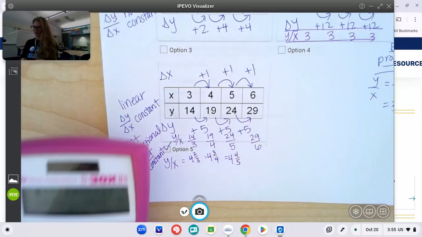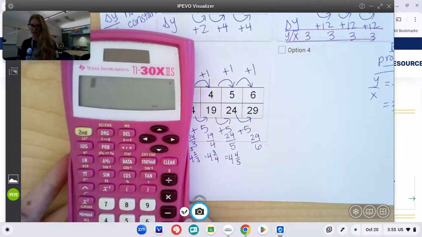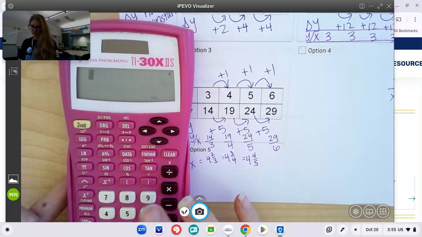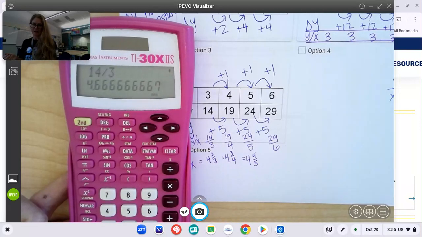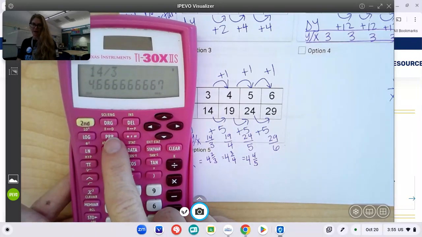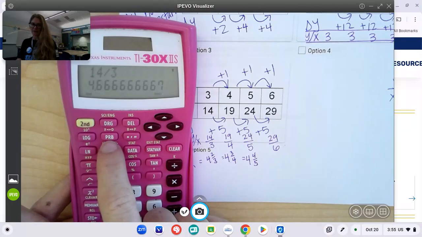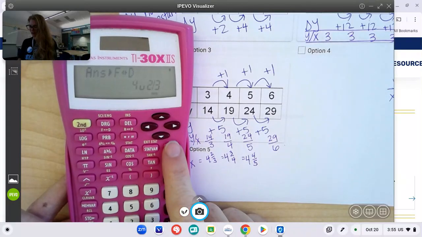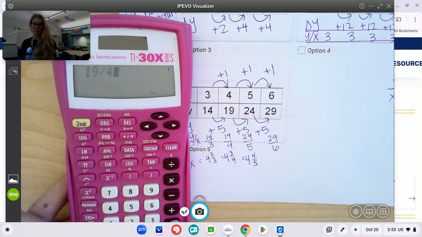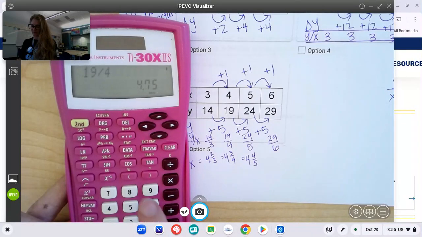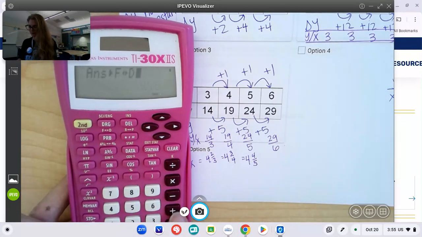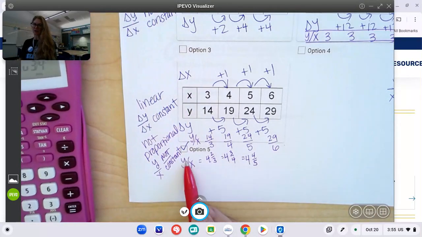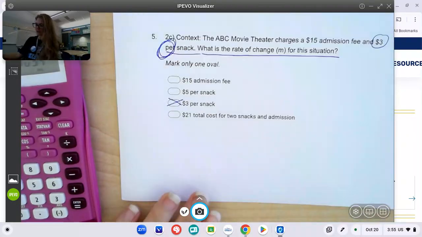And remember, if you weren't sure, you can always grab your calculator and we could put 14 divided by 3. And you get this decimal, and you can always press that second button and then the fraction to decimal, F to D, which is our PRB button. And then we get 4 2/3. And then we can do the next one, 19 divided by 4, y over x. We have 4.75, which maybe you just want to press the second button, fraction to decimal. That's 4 3/4. So notice these are not equal, so we know it's not proportional. Awesome.